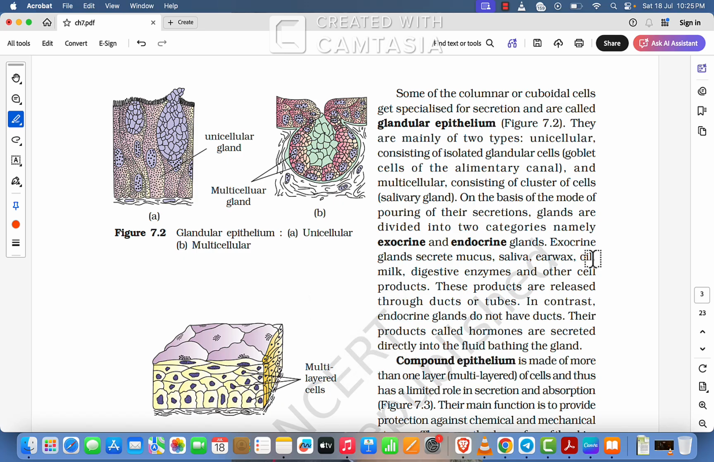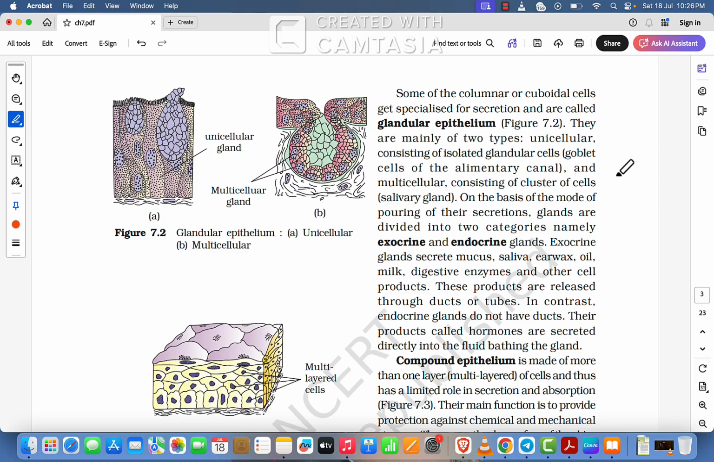They are mainly composed of two types: unicellular, consisting of isolated glandular cells, goblet cells हो गया alimentary canal का, and multicellular, consisting of a cluster of cells, salivary gland. As you can see in the diagram, glandular epithelium है, unicellular, multicellular. ठीक है, तो अगर goblet cells है alimentary canal के तो उधर है glandular epithelium, और multicellular है तो salivary gland.